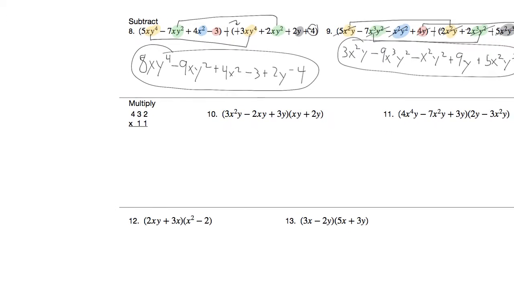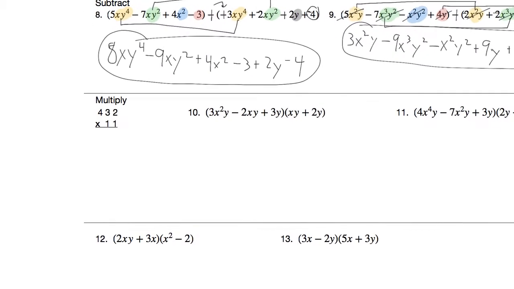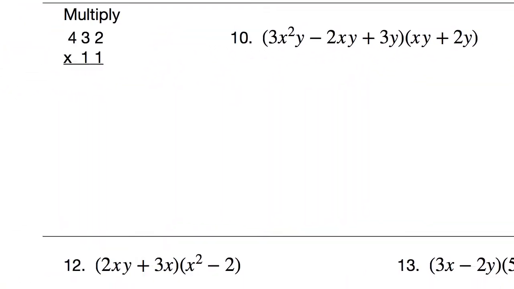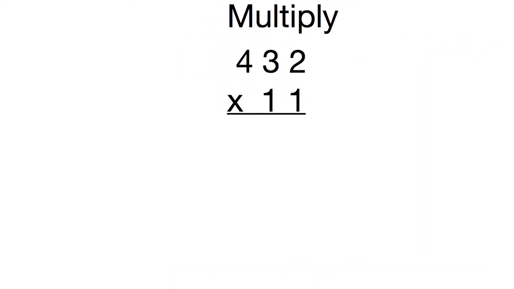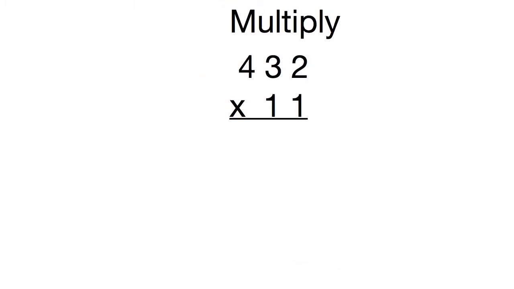Next, 10. So that's how we add and now subtract polynomials. How do you multiply them together? We're going to get organized, and the way we organize ourselves is very much the way we organize 432 times 11, for example. 1 times 2 is 2, 1 times 3 is 3, 1 times 4 is 4.